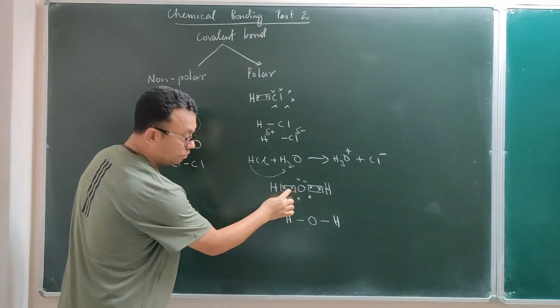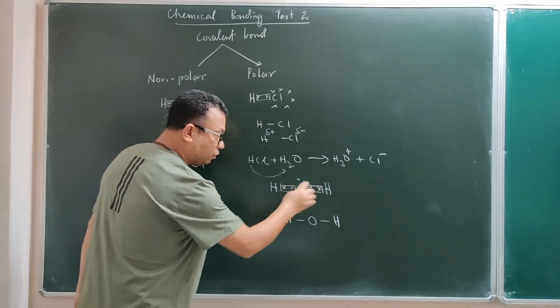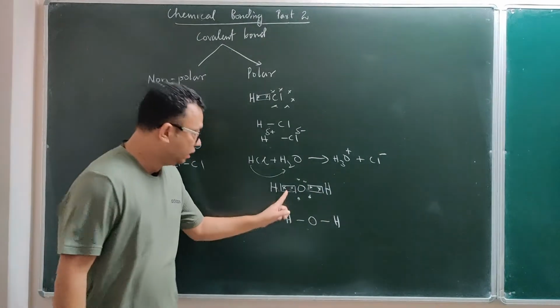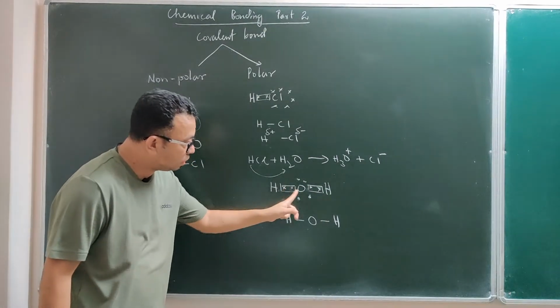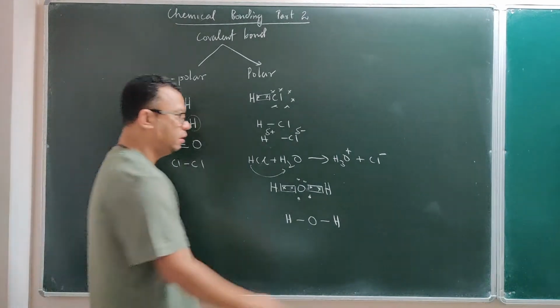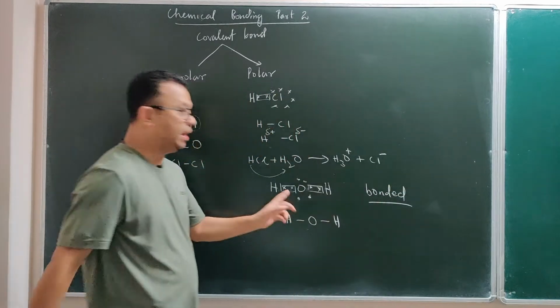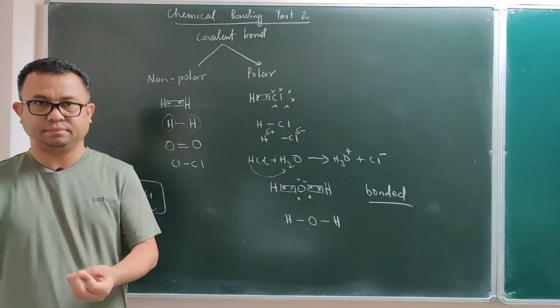this electron of oxygen was used for the formation of a covalent bond. That electron of oxygen also was used in the formation of a covalent bond. That is why such a pair of electrons, which are used for the formation of a bond, is called a bonded pair. They were used in the formation of a bond. Bonded pairs of electrons.